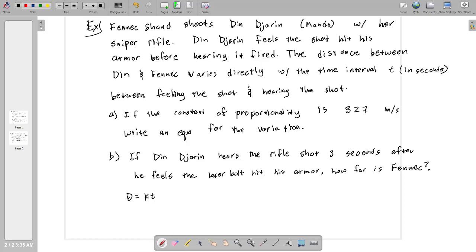Now, in part A, we already know that the constant of proportionality is 327. So we know what k is. So our model is just going to be d is equal to 327t. Again, where t stands for the time interval between when he feels the shot and when he hears the shot, and d is the distance between Fennec and Din. And that's it for part A. We set up the equation.